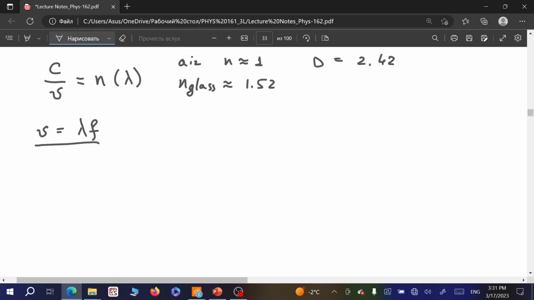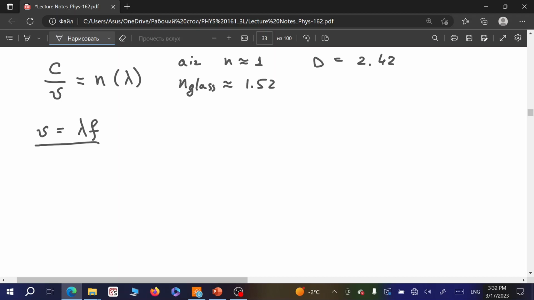So what do you think? What is changing between these two parameters when light is going from air to glass? Waves or light waves? Okay, and what stands behind your suggestion?